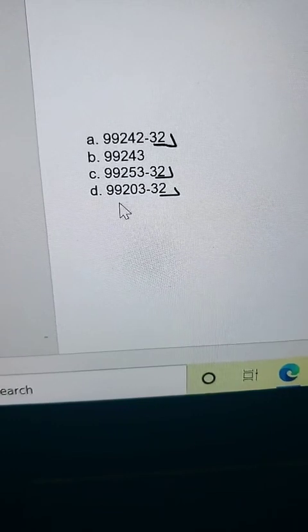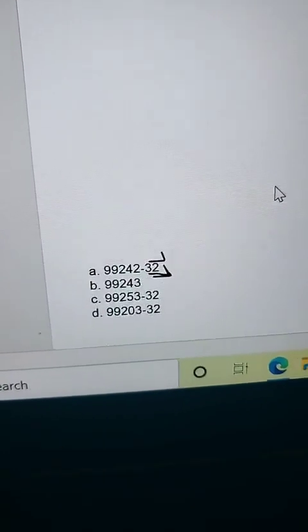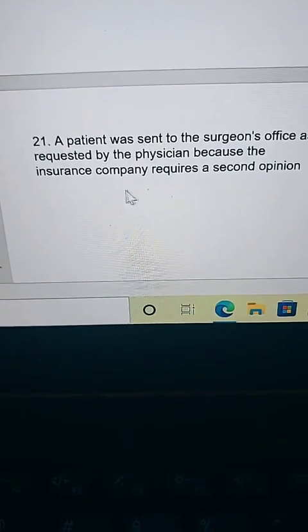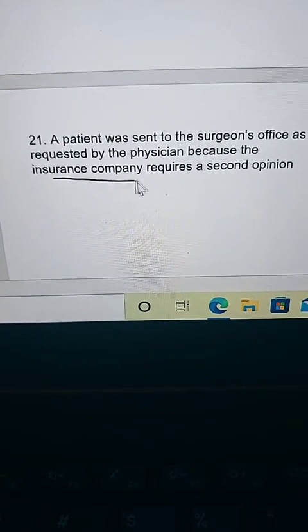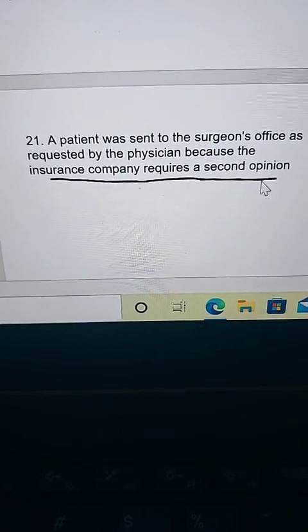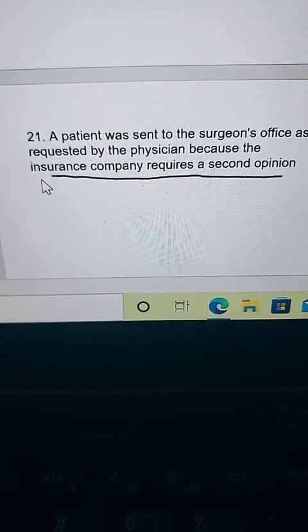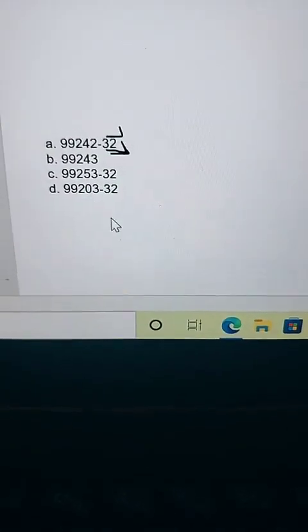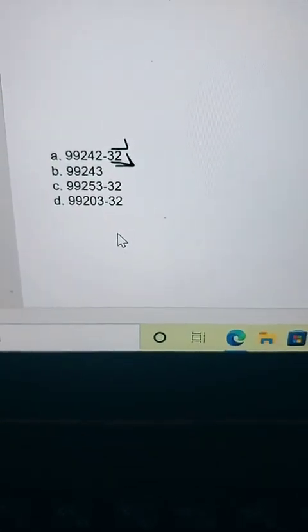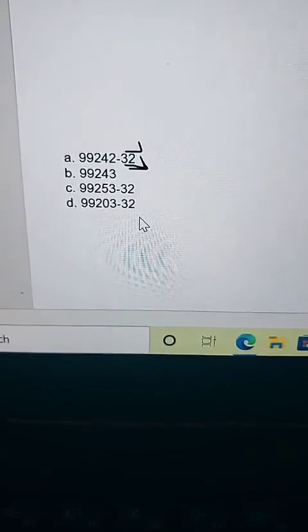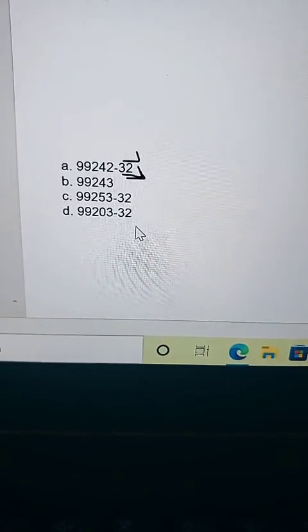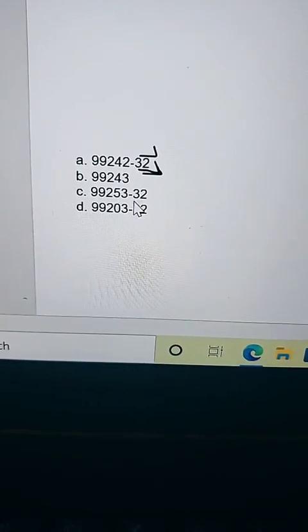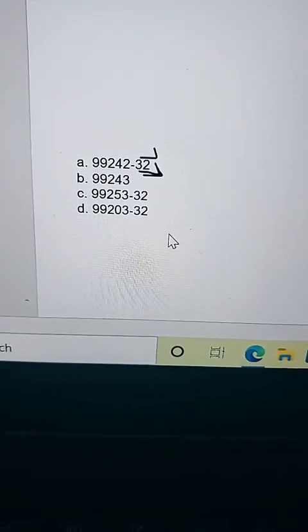And before I look up any CPT codes, what I did was I went up and looked to see what was going on. And it looks like the insurance company requires a second opinion. So because this has been mandated by the insurance company, what code can you code? What have y'all learned tonight? Would we bother looking up any of these 42s, 43, and 53? Would we care what they are?